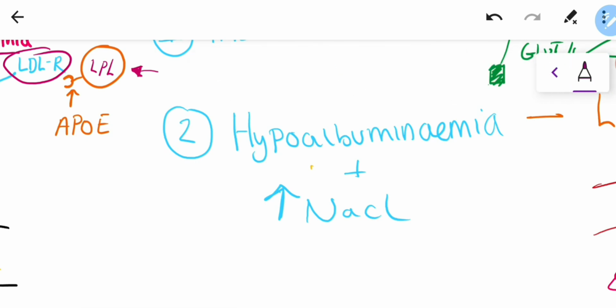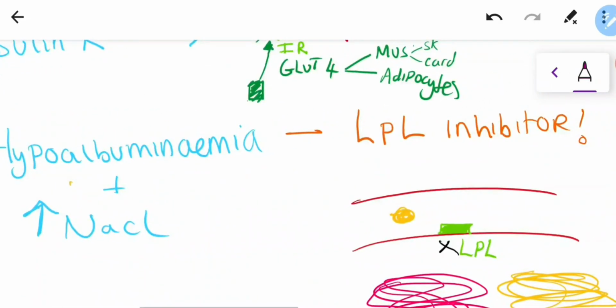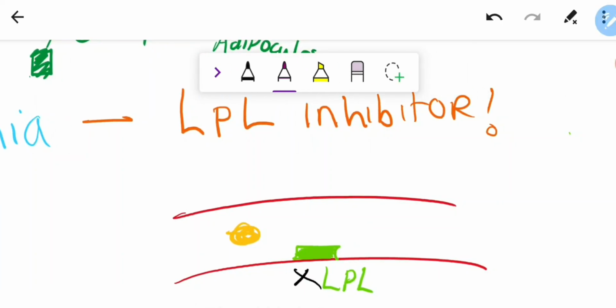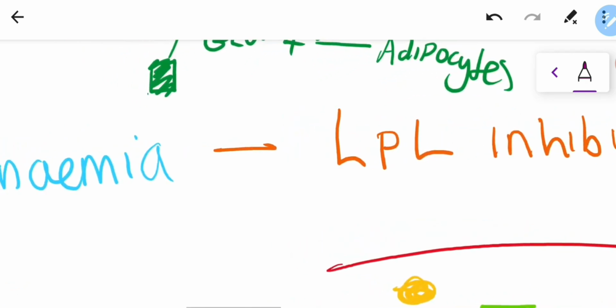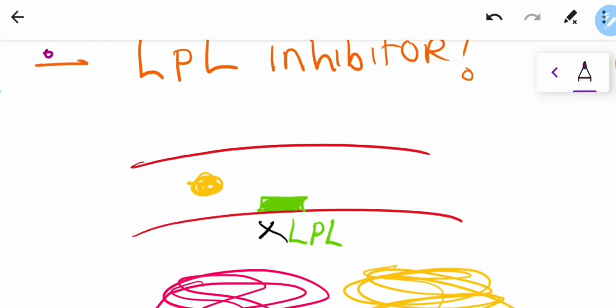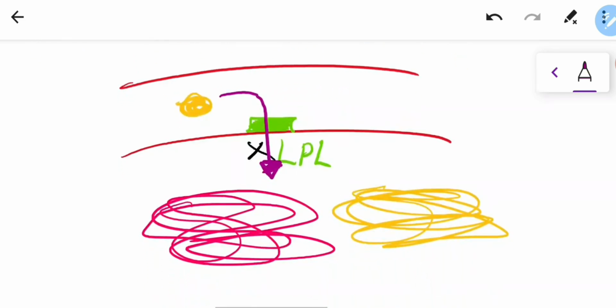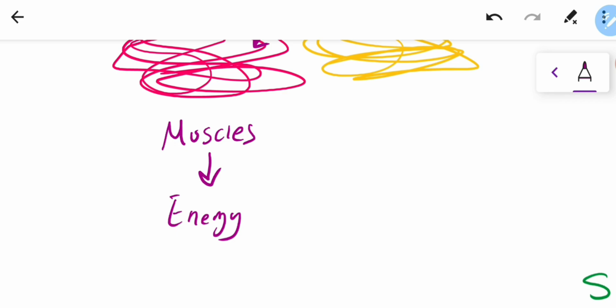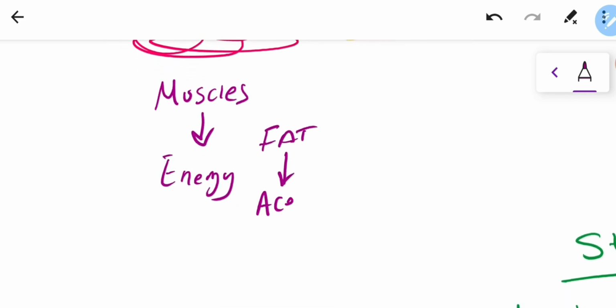If you know, then you're gonna pass pathophys. The reason being is that when you have hypoalbuminemia, for some reason, which you don't need to know the mechanism behind, hypoalbuminemia causes LPL inhibition. Now, in summary, LPL is a receptor that takes in the lipoprotein and delivers it to either the muscles to be used as energy, because the fats are broken down into acetyl-CoA.